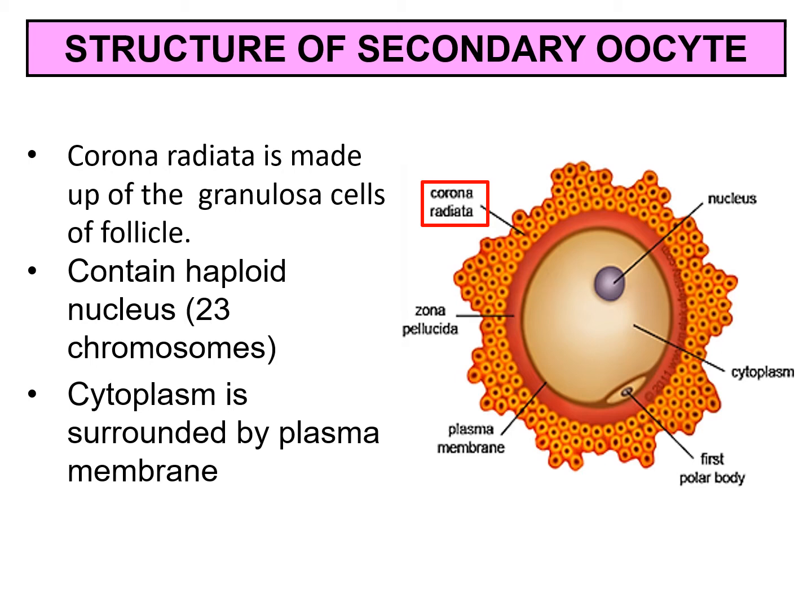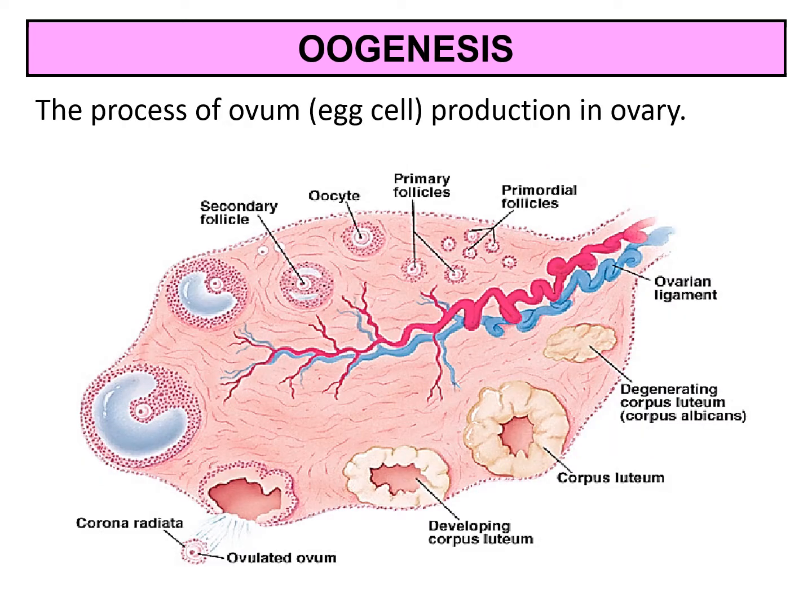So the secondary oocyte is haploid, meaning that it will have one set of chromosomes from the parent cell. The secondary oocyte contains cytoplasm and is surrounded by a plasma membrane. The process of producing the female gamete in humans is called oogenesis. Oogenesis is the process of ovum production in the ovary.